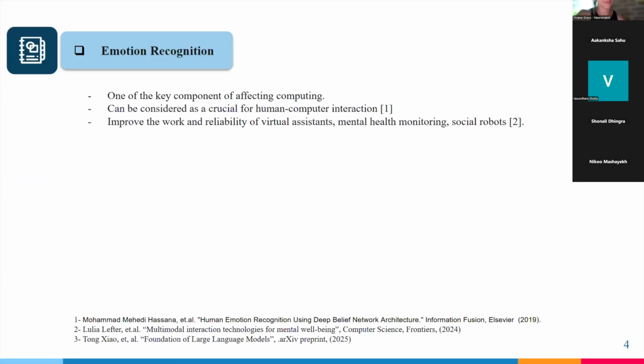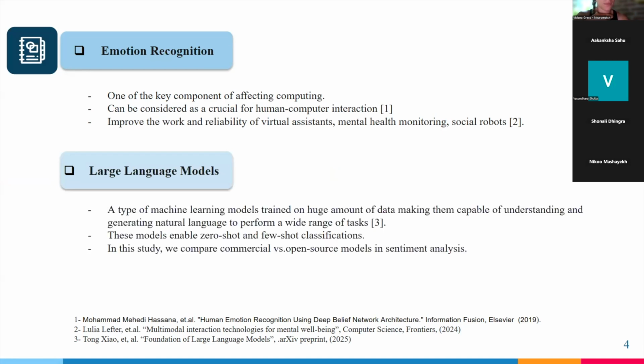Emotion recognition is one of the key components in affective computing, and it's becoming increasingly important in various fields such as mental health, customer service, and human-computer interactions, making them more responsive to human feelings and improving their interaction with their users, such as social robots. For this project, we are using large language models, in short LLMs. These machine learning models are trained on huge datasets, enabling them to understand and generate natural language. One of the advantages of these models is that they can perform tasks with minimal or zero examples.